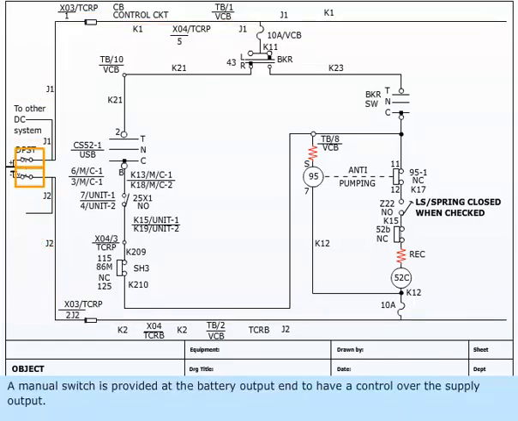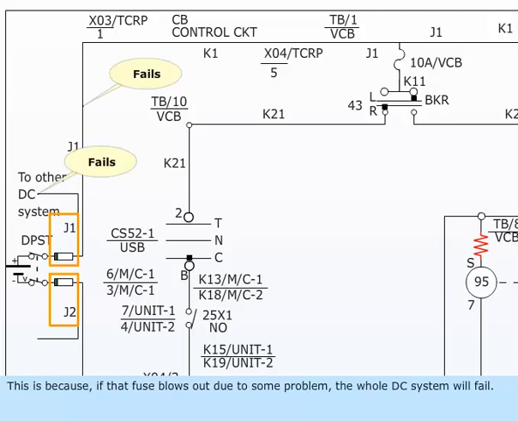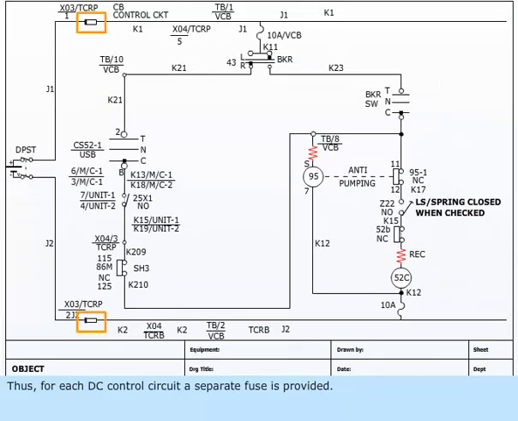A manual switch is provided at the battery output end to have a control over the supply output. There shall not be any fuse at the battery output point. This is because if that fuse blows out due to some problem, the whole DC system will fail. Thus, for each DC control circuit, a separate fuse is provided.